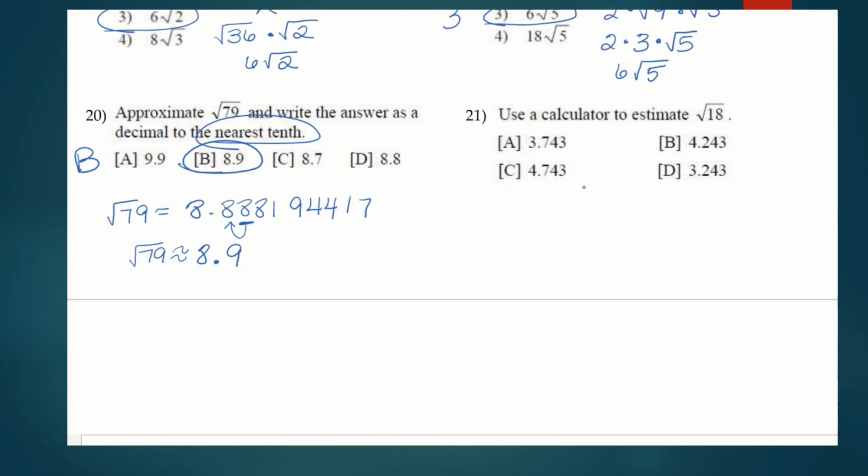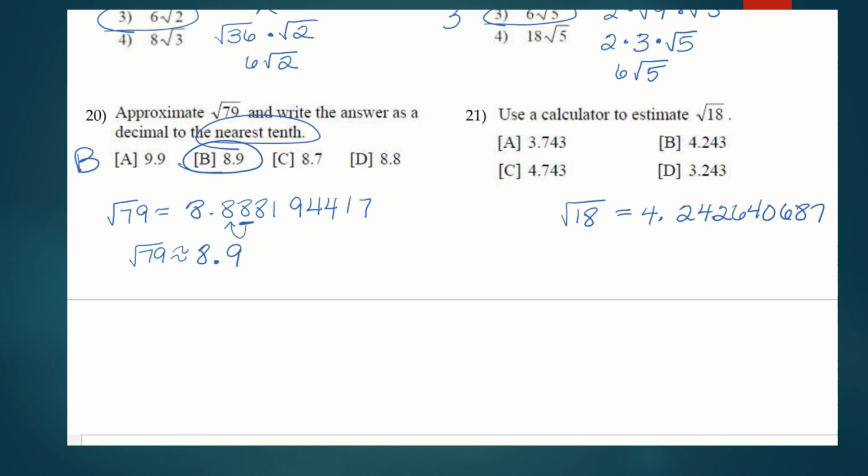Let's do the same thing. We're going to estimate the square root of 18. So the square root of 18, again, second, x squared, 18, close the parentheses, gives us 4.242640687. Okay. Now we're going to round, it looks like we're rounding to 3 decimal places here.